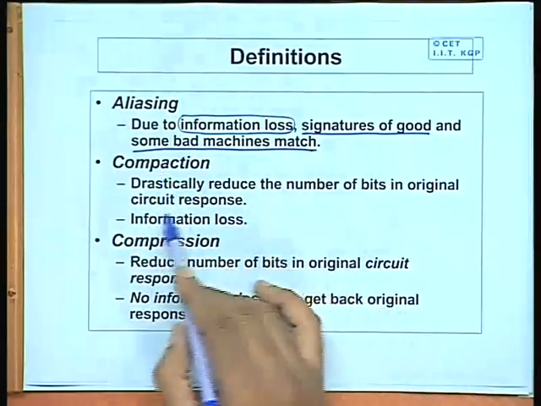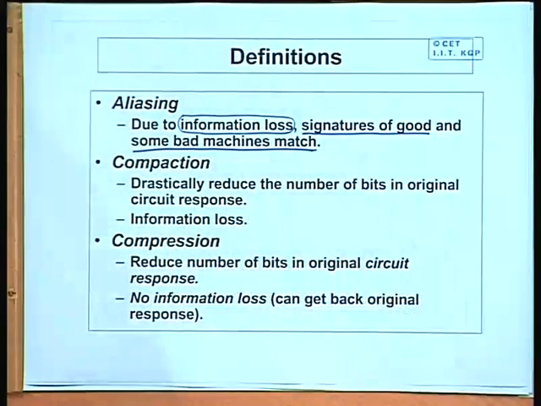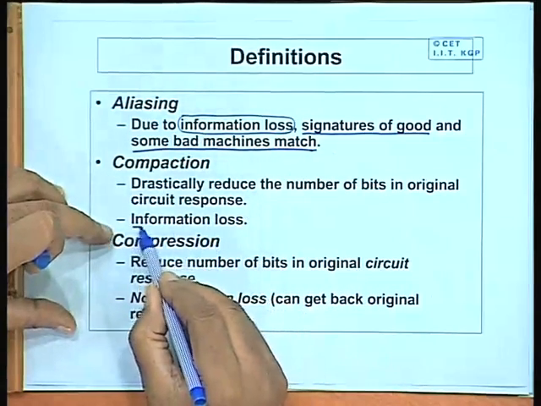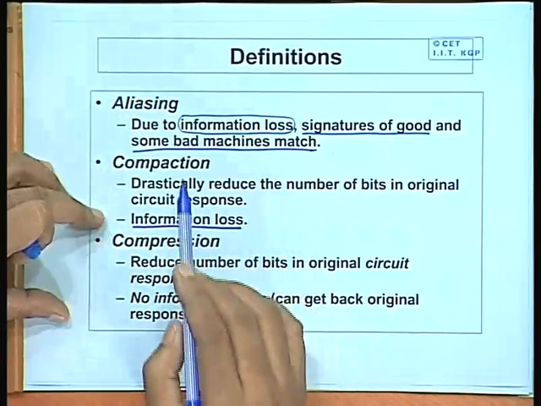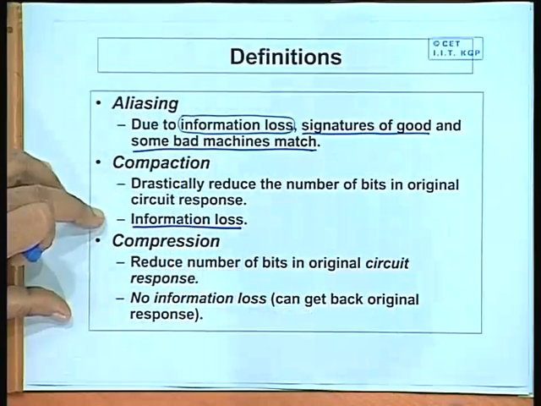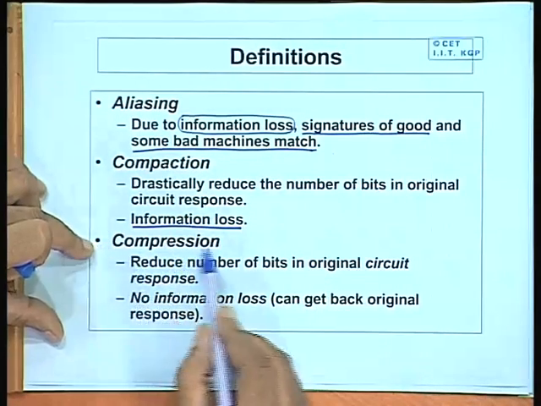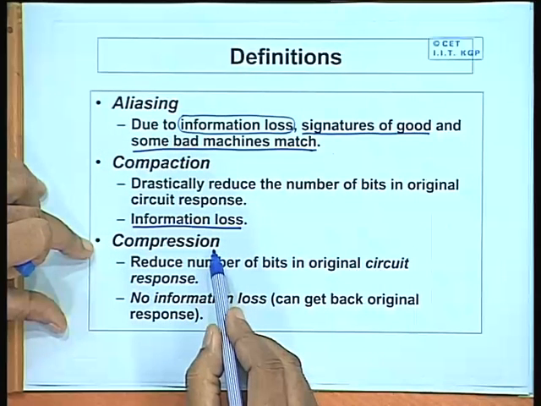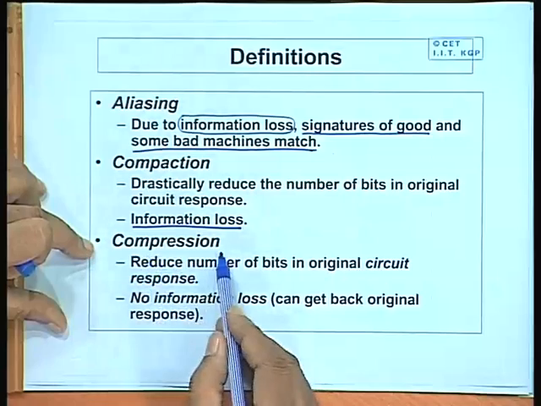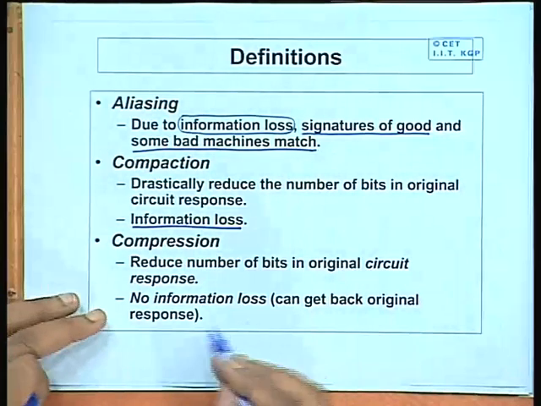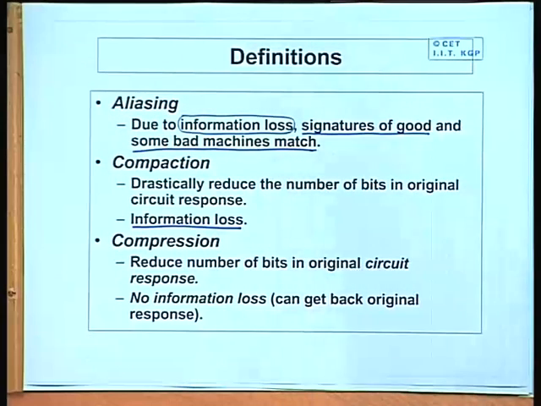The process of compaction involves a drastic reduction in the number of bits. Since we are reducing the number of bits, naturally this involves information loss. Compaction is used in built-in self-test. But we have another related term, compression, which is used in a different context. Compression also tries to reduce the number of bits in the response, but using some well defined algorithm so that the original response could be restored by using a reverse algorithm. So, there is no information loss.